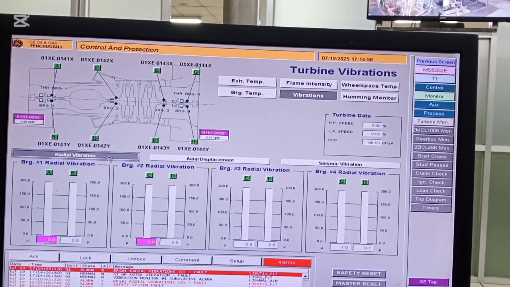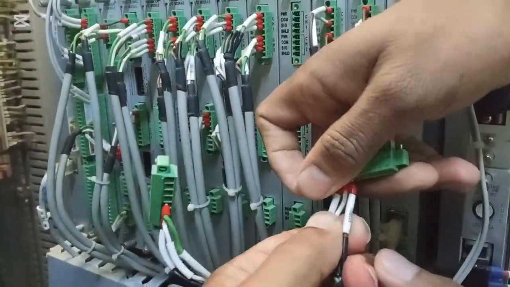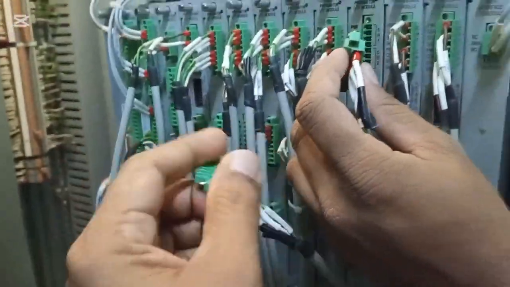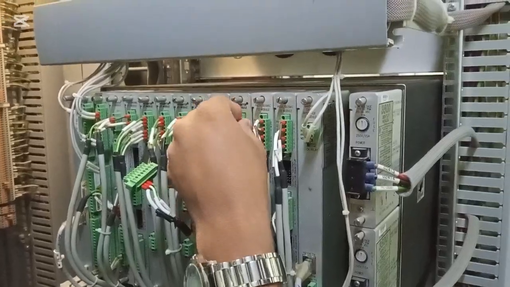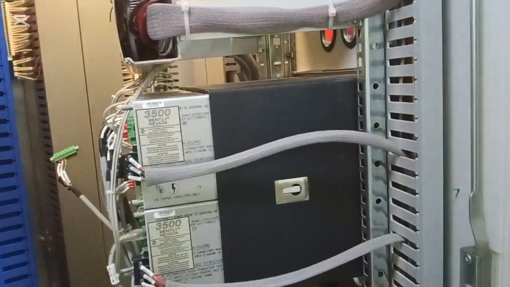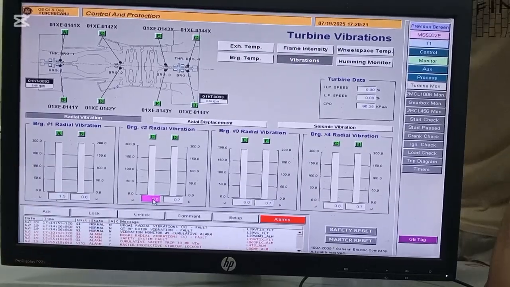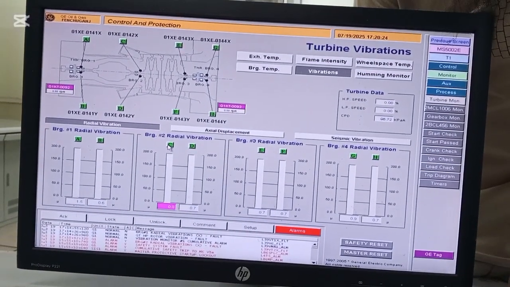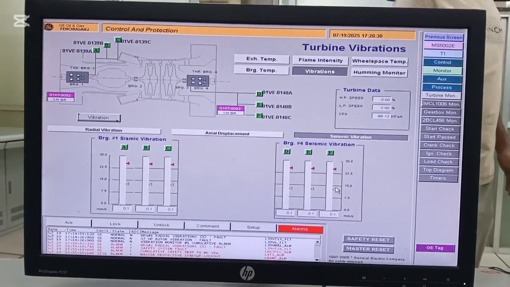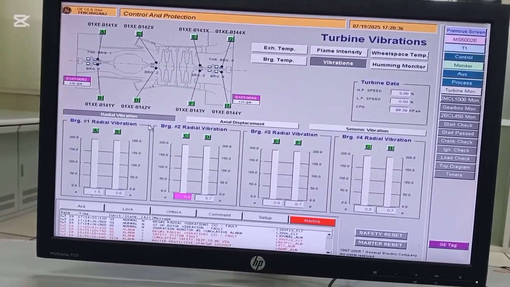To identify this problem, you see these are all the connectors and a single connector. One by one we opened and then connected to its base, and then we checked the server and the output, and in this way we saw that this is the faulty unit. When we connected this sensor, all the vibration was fluctuating, and this is the faulty sensor unit.